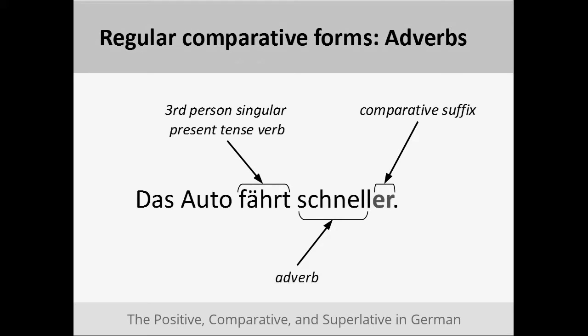Adverbs, which are words that change or modify the meaning of a verb, adjective, or other adverb, also have comparative forms. In this sentence, Das Auto fährt schneller, or the car drives faster, the comparative adverb schneller does not modify the subject of the sentence, das Auto, as in the prior slide, but rather it describes the manner in which the car drives. The adverb, therefore, modifies the third-person singular present tense verb form of the verb fahren, which is fährt. You will notice, however, that the comparative form of adverbs is similar to the comparative form of adjectives.